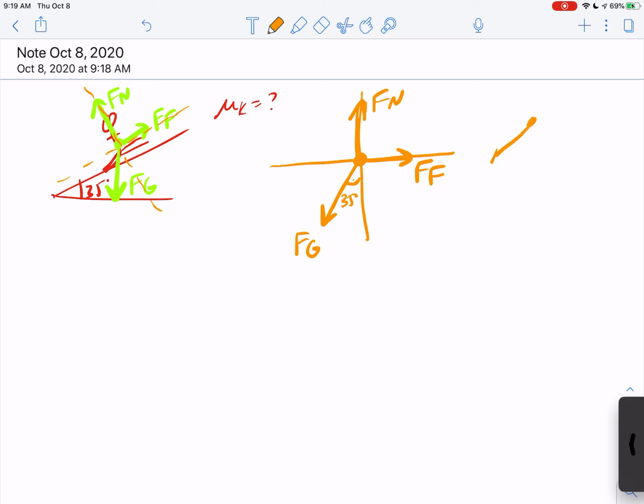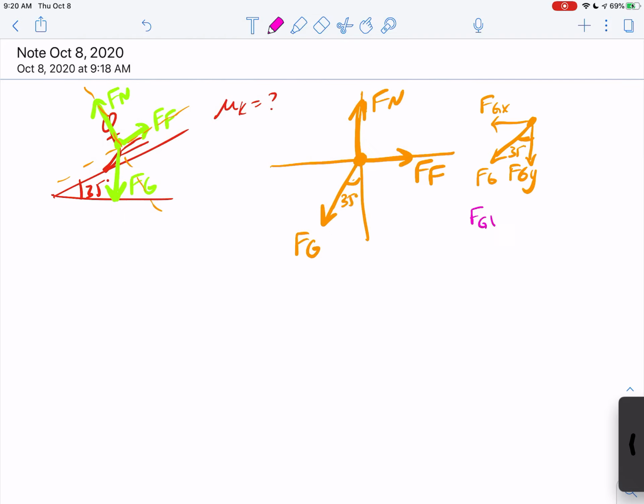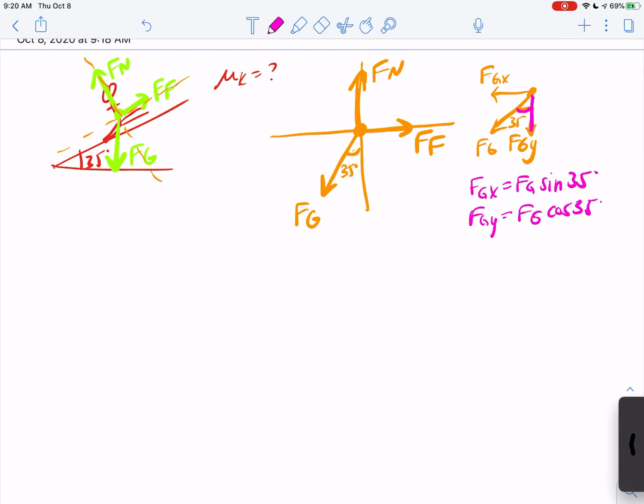All right, so when I split apart that FG, I have my FG and my FGY and my FGX. That's the 35 degrees. So my FGX is going to be FG sine 35, and my FGY is going to be the cosine, because the 35 and the Y are adjacent. The inclined planes are pretty much always going to split up like that, because they're almost always going to give you the ramp angle. So again, it really doesn't even matter what we're solving for.